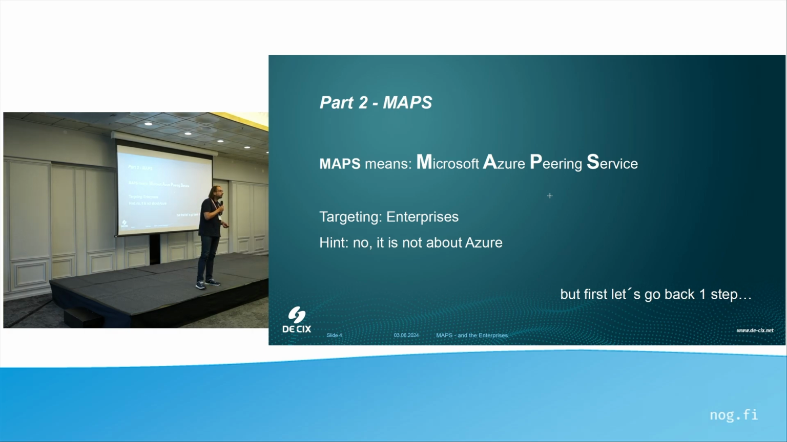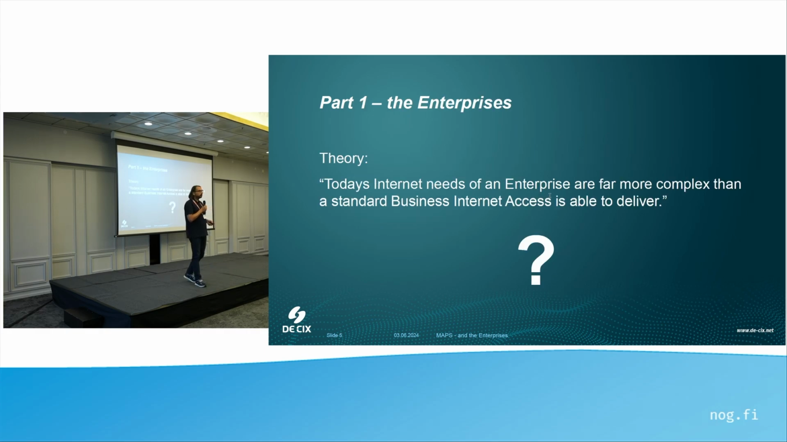So coming to the presentation itself. Part 2, and yes, there is a part 1. Let's start with part 2 for a second. This is maps. What does it mean? That's the Microsoft Azure peering service. The important thing is it has absolutely nothing to do with Azure. That's the interesting thing in this name. For whatever reason it was named like this, but that's what it is called. And it's targeting enterprises. But step back to part 1.